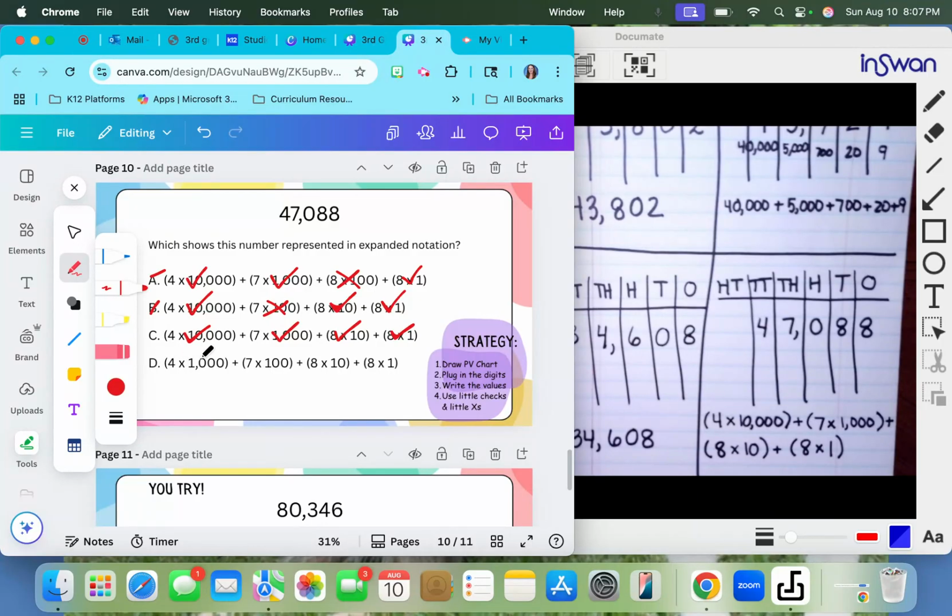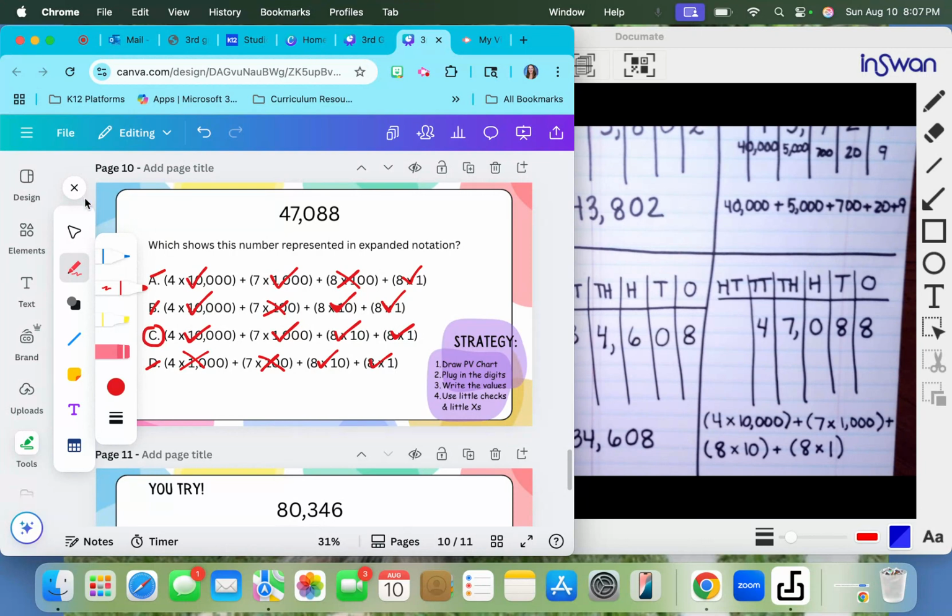4 in the thousands. Here's the thousands place. Do we have a 4 in the thousands? Nope. So that ruined that one. 7 in the hundreds? Nope. There's supposed to be 0 hundreds. This one's not very good. 8 in the tens? Well, we did have that. And 8 in the ones, we did have that. But bye-bye D. We did it. C matches our expanded notation. Give yourself a round of applause, mathematicians.